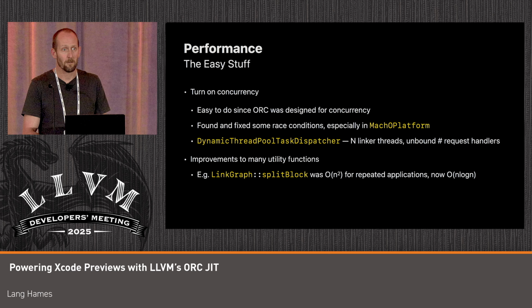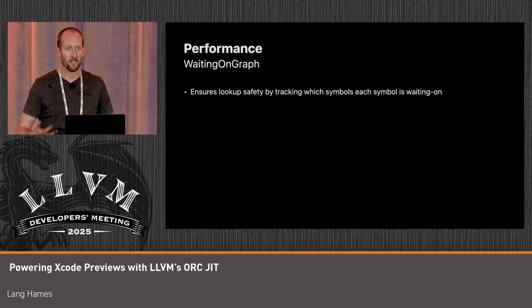The biggest changes for performance were within a data structure called the waiting-on graph. This is the data structure that allows concurrency in ORC. It ensures lookup safety by tracking which symbols each symbol in the JIT is currently waiting on. What you're trying to prove is, when somebody asks for the address of a symbol, are all of the transitively reachable symbols emitted, in which case I can use that symbol safely. So this is the data structure that tracks that.